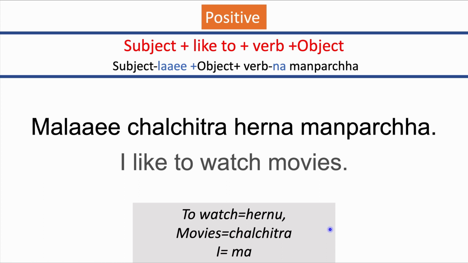मलाई चलचित्र हेर्न मन पर्छ. Subject plus लाई, मलाई. Object, चलचित्र. Verb in the na form. To watch is हेर्नु. We have cut out nu and added na. And finally the verb becomes हेर्न and मन पर्छ, which means to like. मलाई चलचित्र हेर्न मन पर्छ. I like to watch movies.